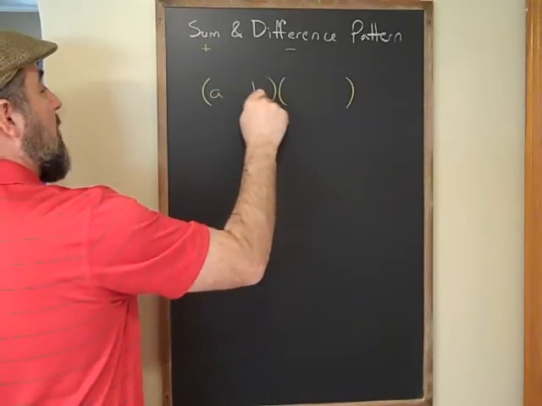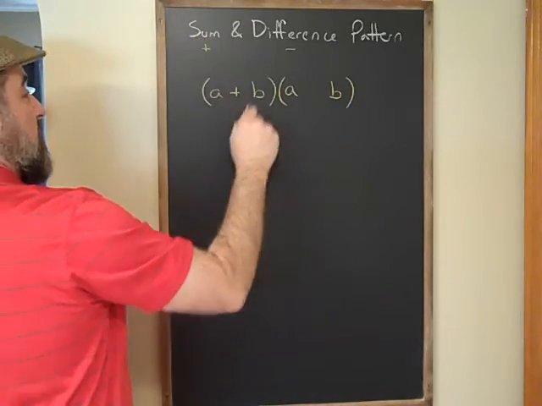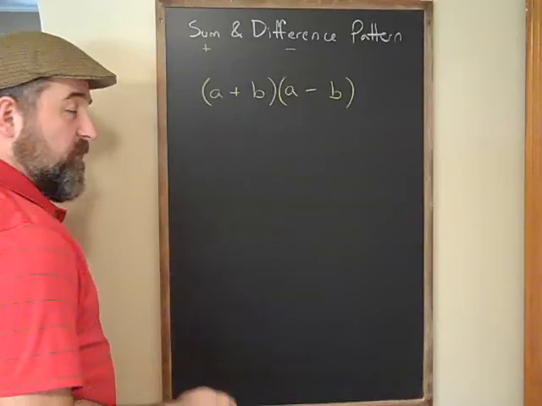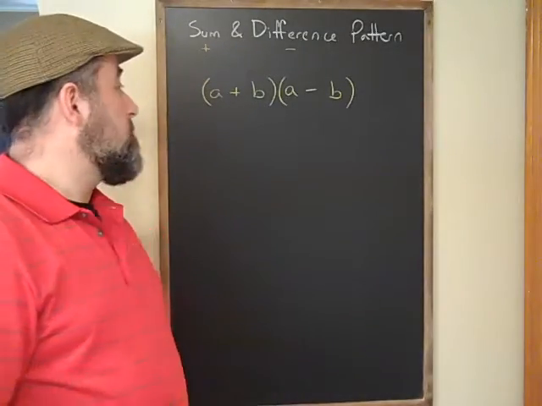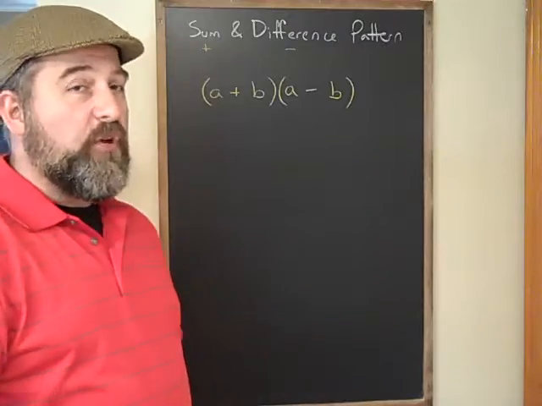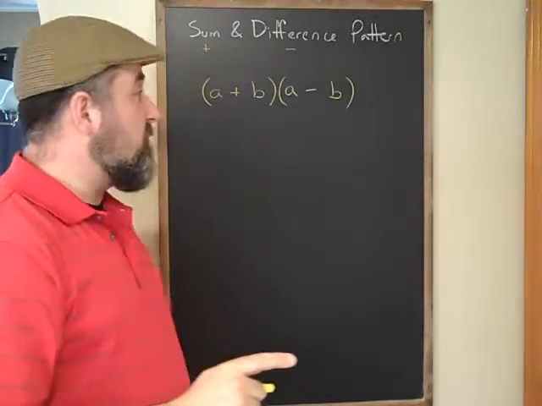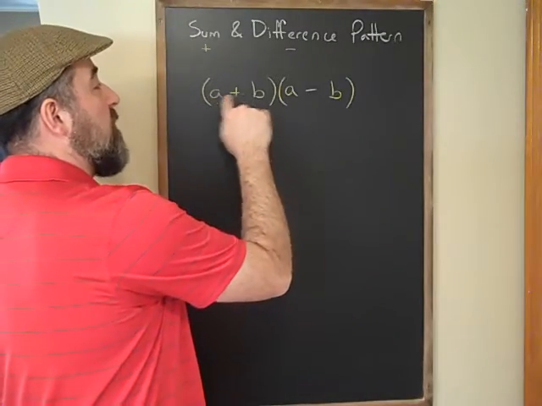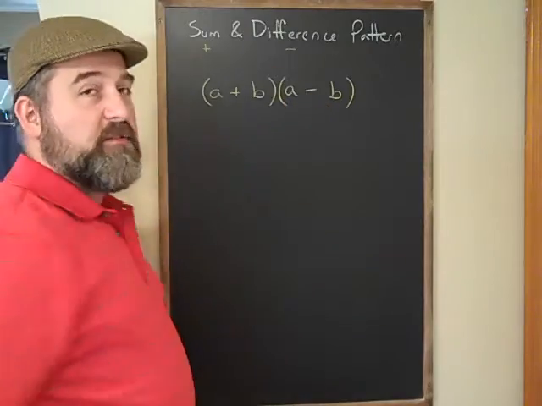So we'll have an A and a B, and we'll have an A and a B. One of those binomials is going to be a sum, one of them is going to be a difference. If we see this pattern emerge, we can run through this using FOIL, and we're going to do that in just a bit. But something is always going to happen if we have the same two terms, first time being added, next time being subtracted.